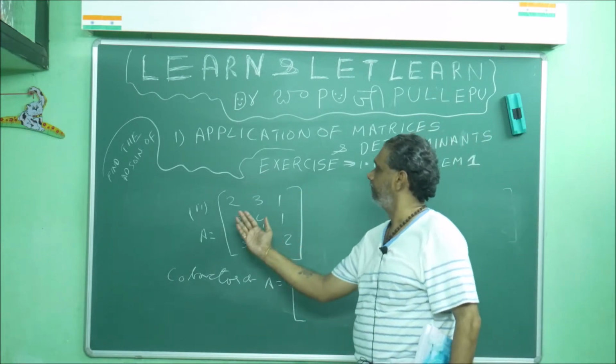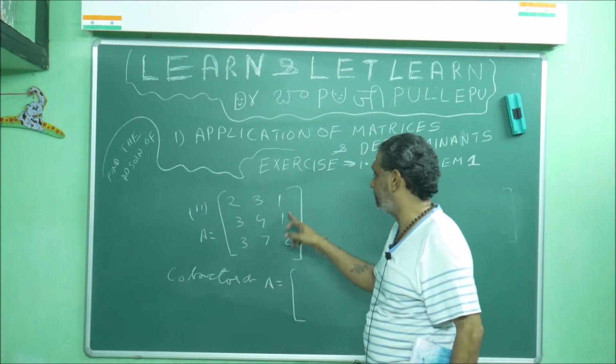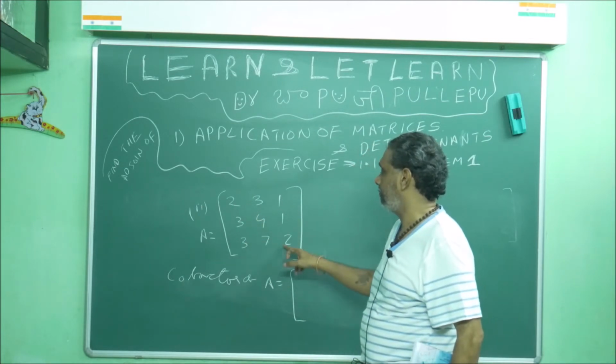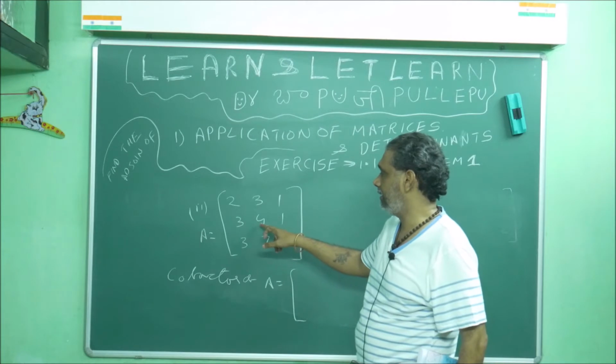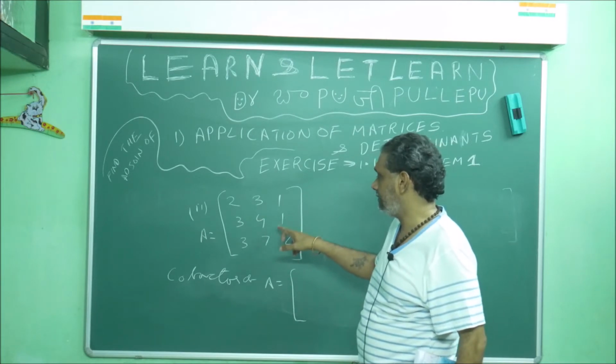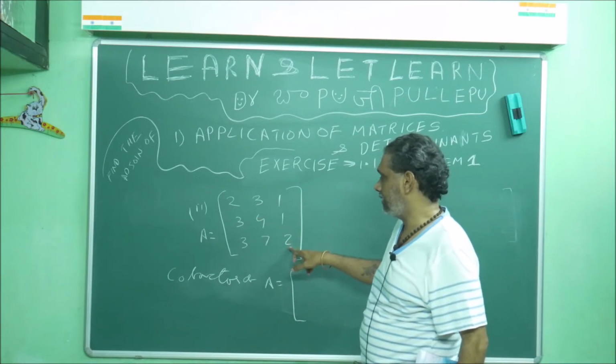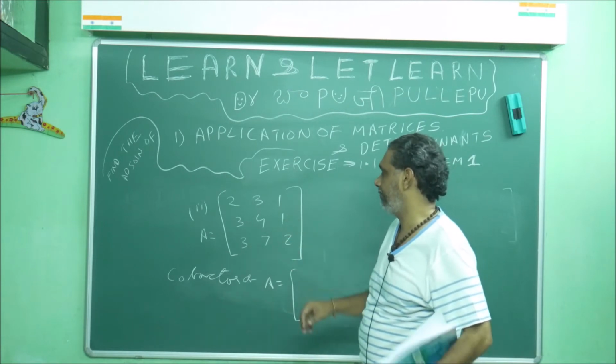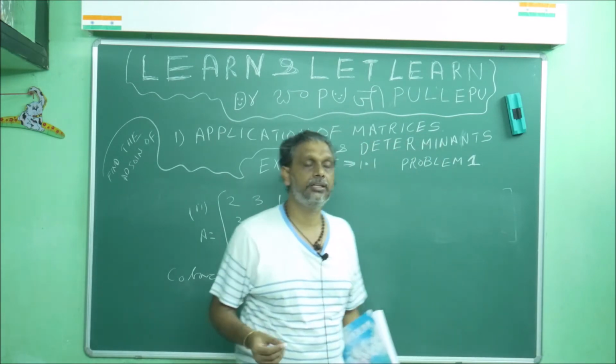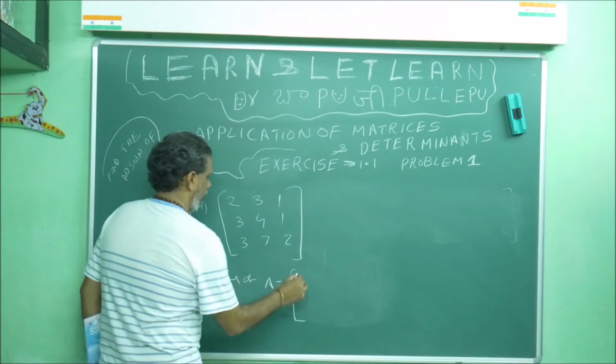Leave this row and this column. The balance is 4, 1, 7, 2. This is again a 2 by 2 matrix. Find the determinant, AD minus BC. 4 into 2 is 8. 8 minus 7 is 1. Getting or not? I will write it first: 8 minus 7.